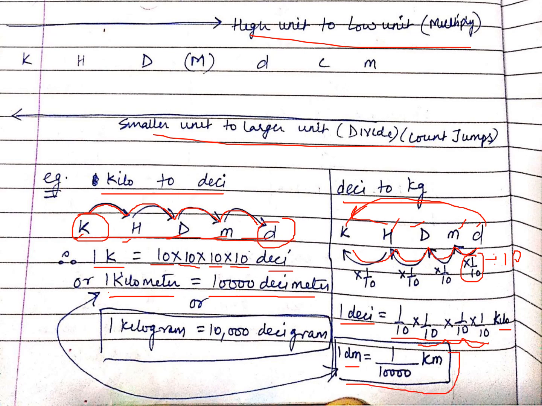So I hope you got this now. See, I have told you this concept already, how this 10,000 came in the denominator. The same thing is proved by this formula also. I hope all of you got this.